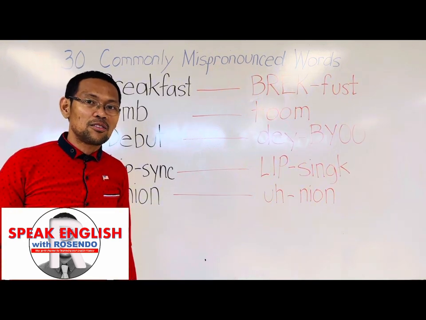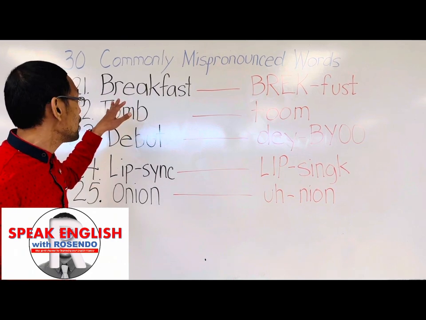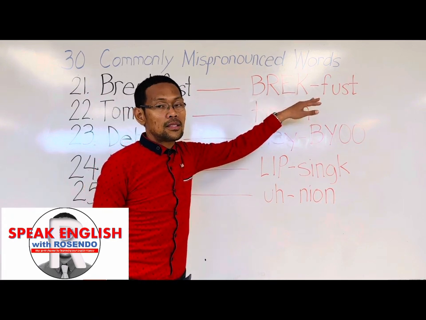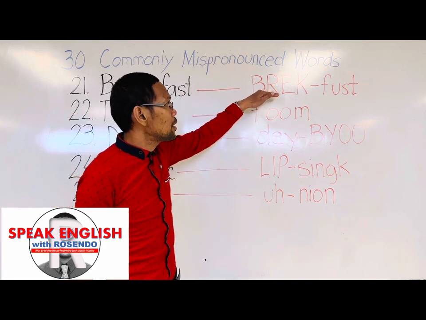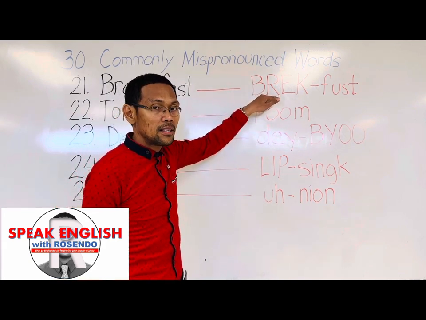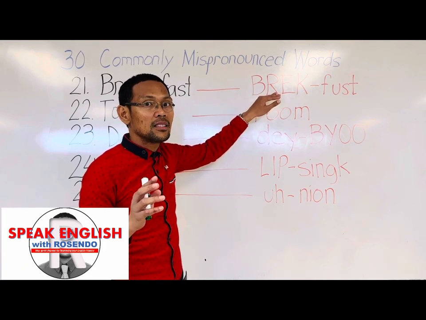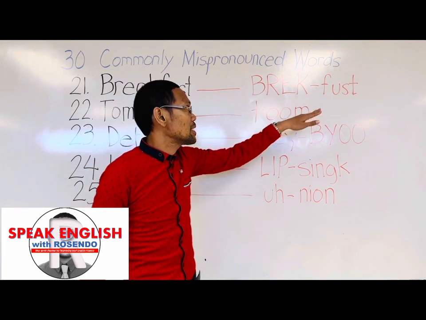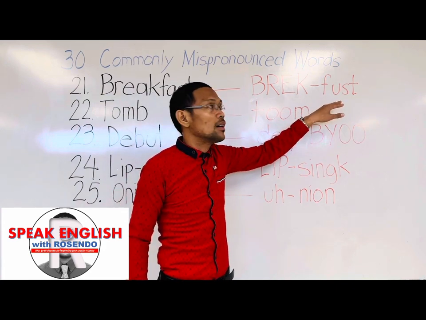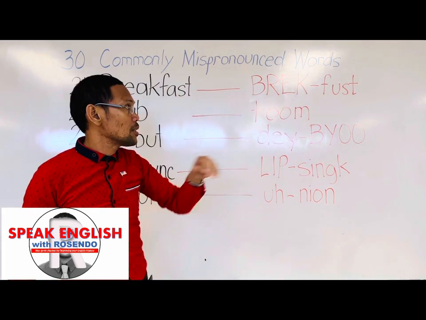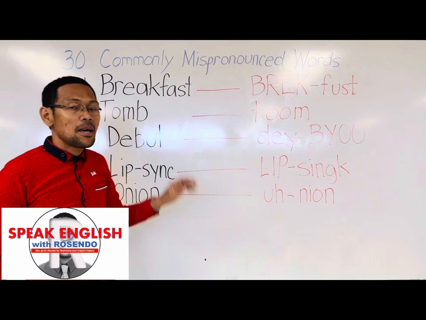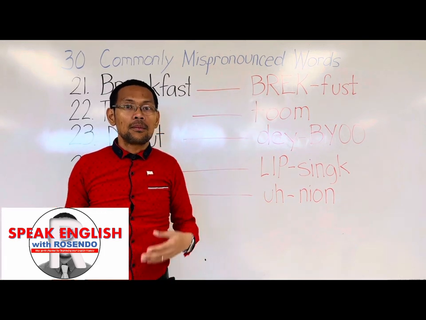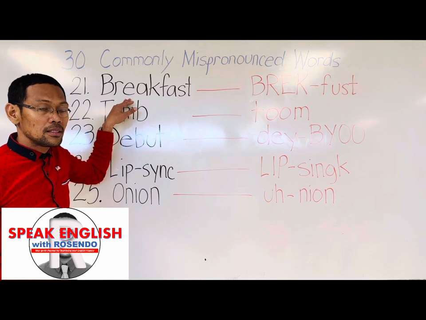We're now down to 21. Ready for the 21st, we have the word breakfast. The emphasis is on the first syllable, and we pronounce it with a short e, eh, breakfast. We don't say fast, but first. This is schwa. We say breakfast. We don't say break fast, but we say breakfast.